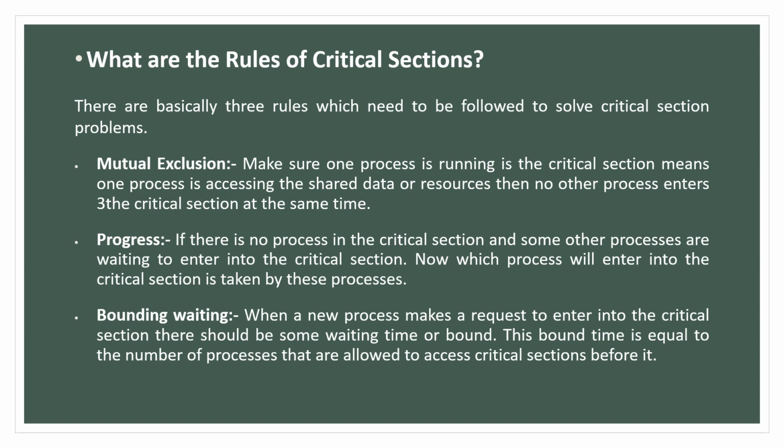The third one is bounded waiting. When a new process requests to enter the critical section, there should be a bound on waiting. This bound equals the number of processes that are allowed to access the critical section before it.